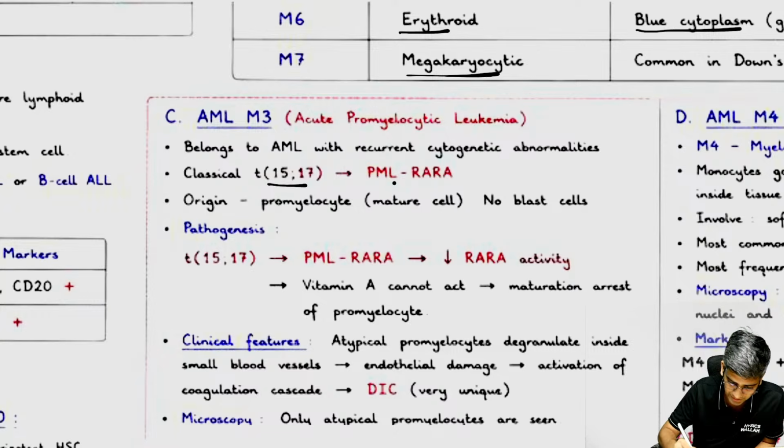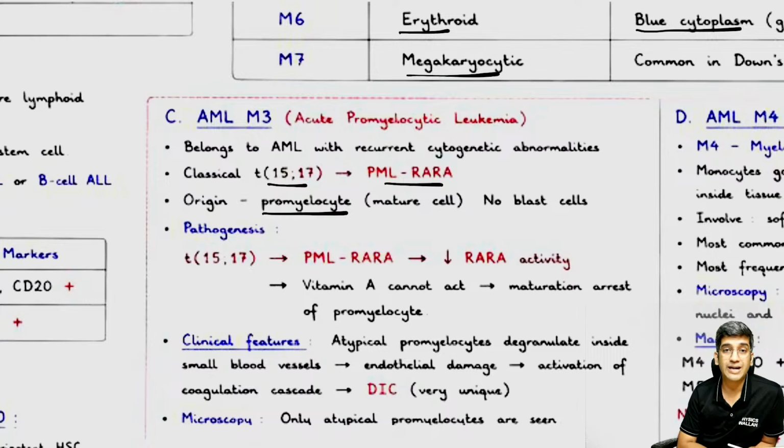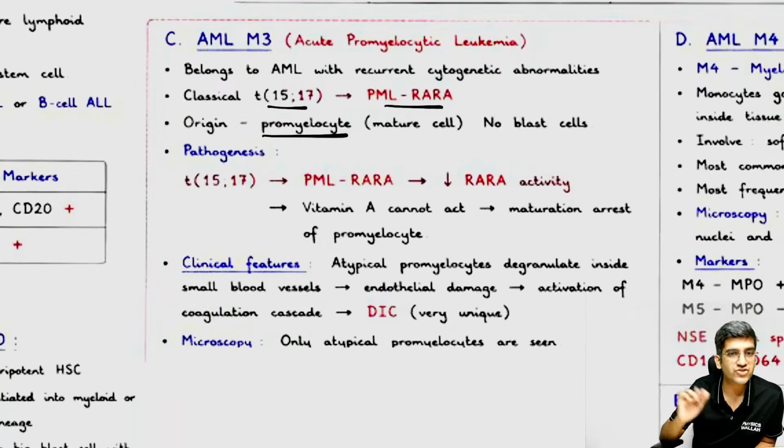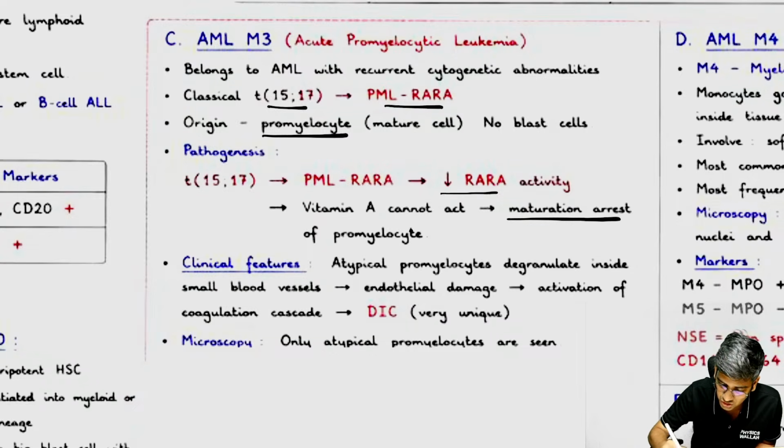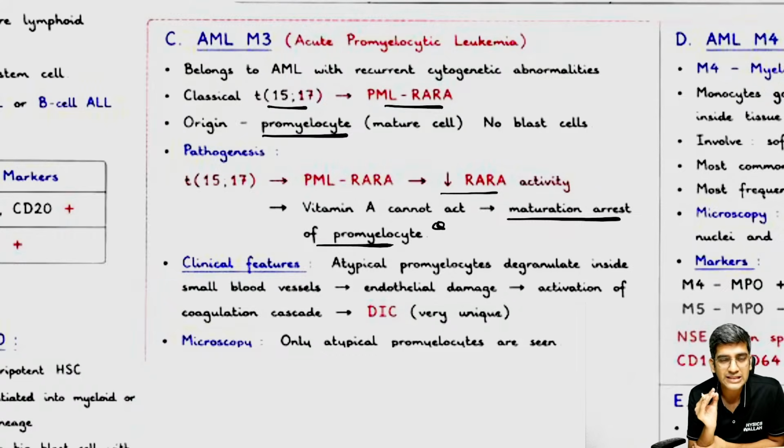From the translocation, it's unique. Origin is unique. They are not originating from blast. They are originating from your promyelocyte. They don't have blast in microscopy at all, right? Because of this translocation, the retinoic acid receptor alpha will not be functional. So vitamin A cannot function. Function of vitamin A is maturation. So I'll have maturation arrest at the stage of promyelocyte. That's a classical thing which I expect in the answer sheet. Maturation arrest. It's not going to mature.